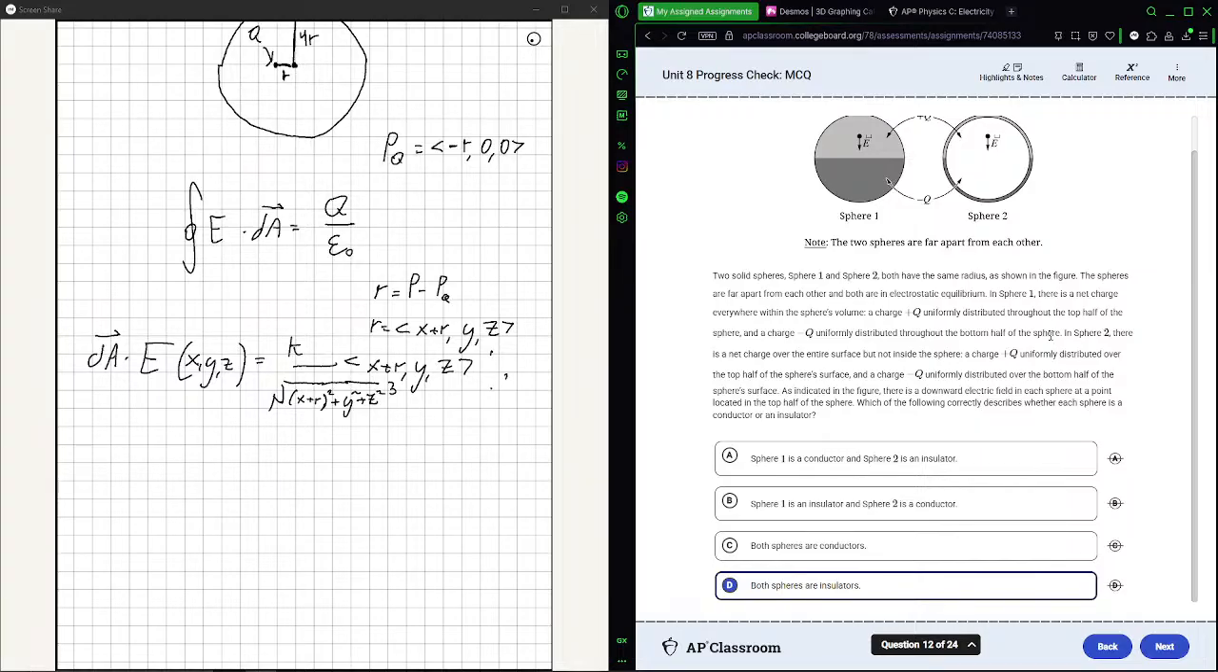Dot dA, but this is only going to be 0 when x equals negative r, y equals 0. This is so confusing. Let's ask ChatGPT, because I can't think for myself. I was thinking about how to do this, but I can't really figure out a good way.